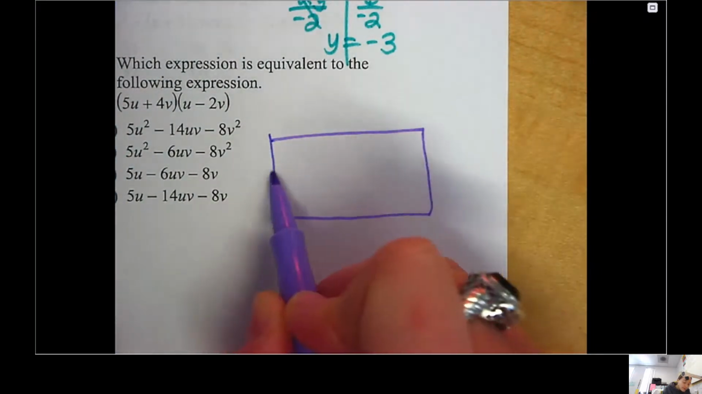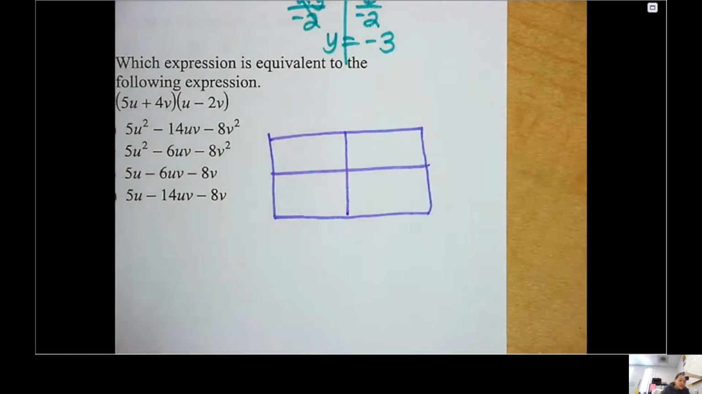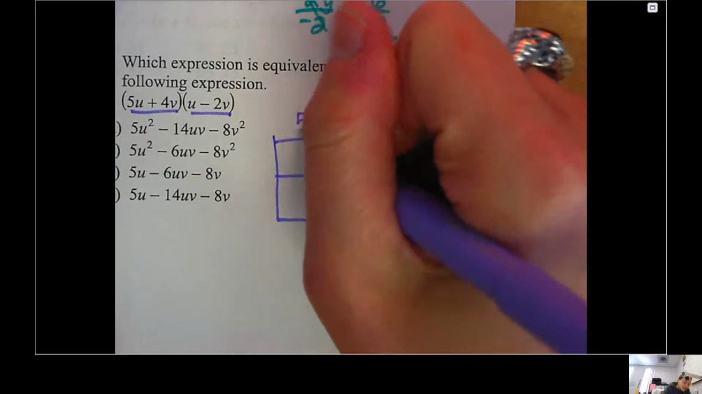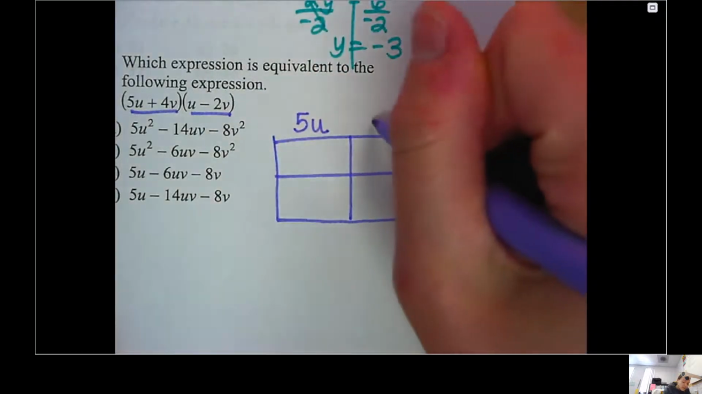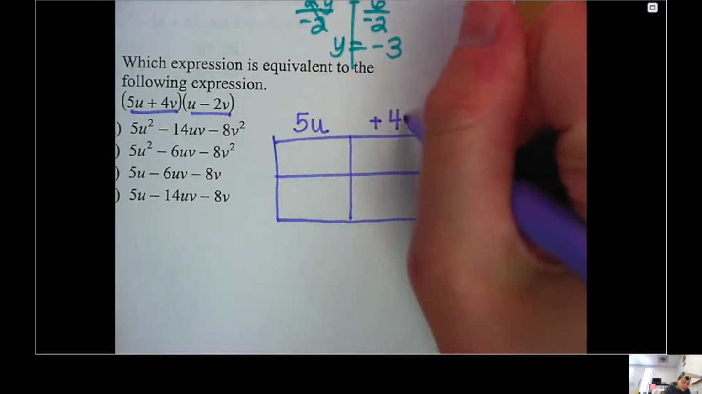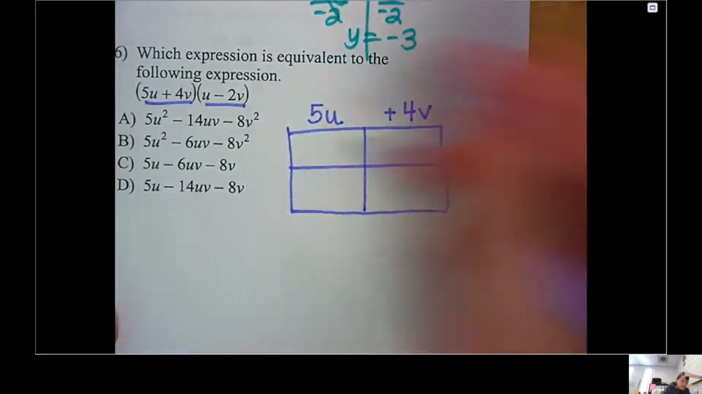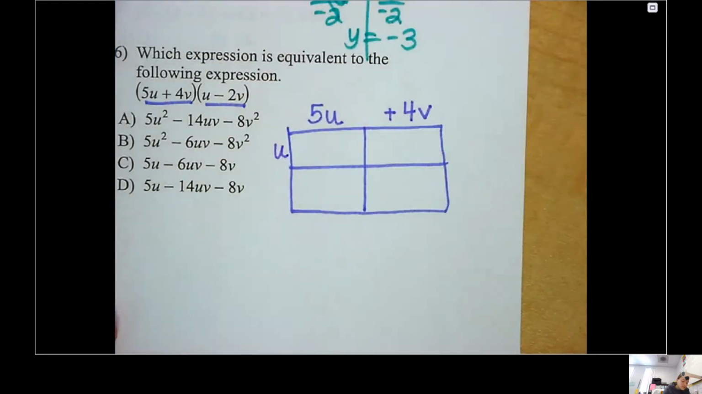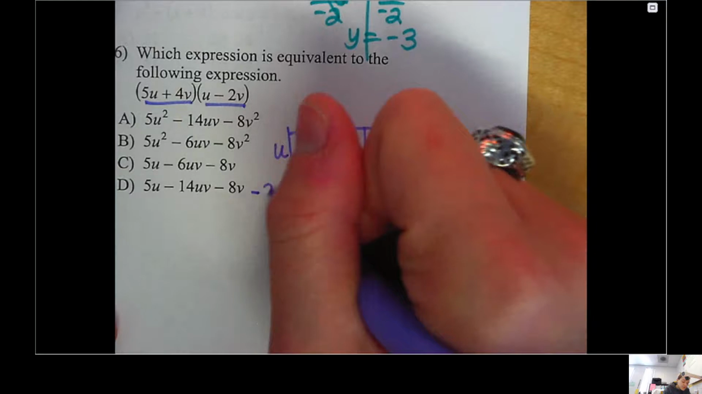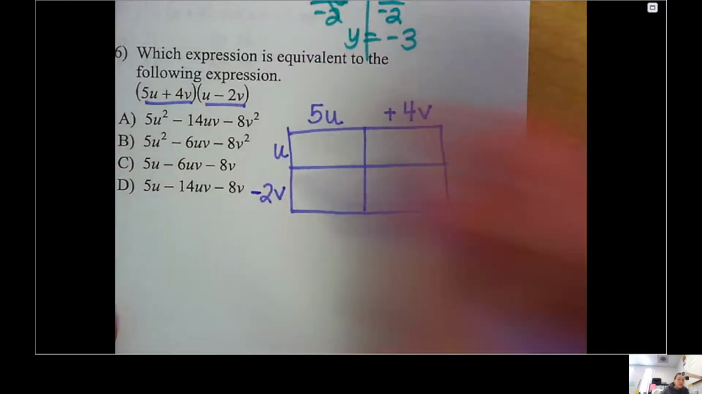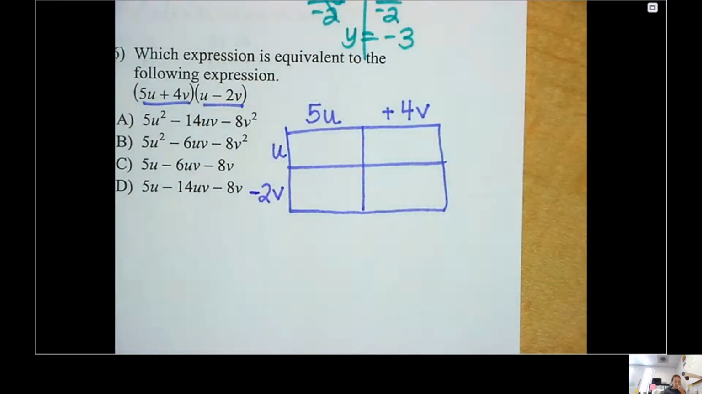Here's why. I'm telling you that the numbers on the outside are here. So this is 5u. This is a positive 4v. My next one is a positive u times a negative 2v. And almost like if we were doing a Punnett square, right? If you had recessive and dominant traits and you'd have to figure out the inside by multiplying, that's exactly the same thing we're doing here. It's just the math way of it, right?